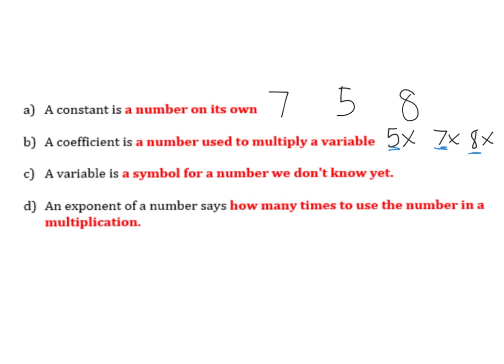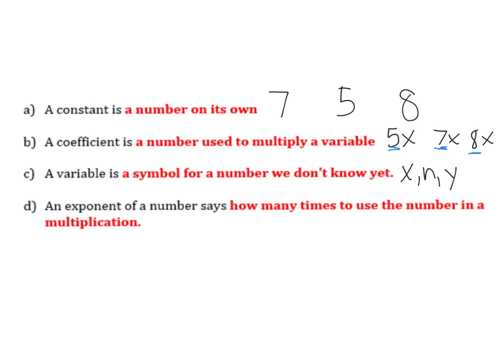So you can see 7, 5, and 8 are constants if they're on their own. 7, 5, 8 or 5, 7, 8 are coefficients if they're being multiplied by a variable. Okay, and we just went over the definition of variable. It shouldn't be anything new to you. Variables can be any letter, x, n, y, to represent a number that we do not know yet. And then an exponent.